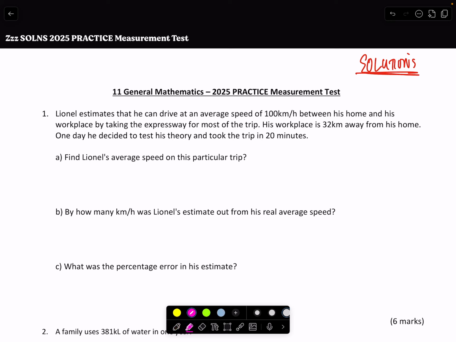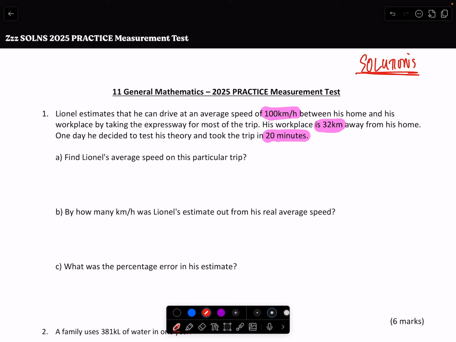Lionel estimates he can drive at an average of 100 kilometers an hour. It's 32 kilometers away. He took the trip in 20 minutes. Find Lionel's average speed on this particular trip.